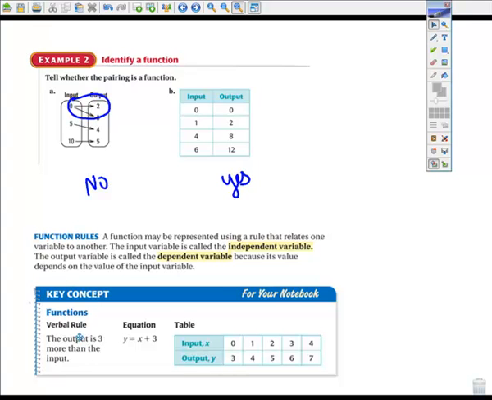So here's another example. We have the verbal rule that says the output is 3 more than the input. Then we can relate it as an equation. Y, the output, equals x plus 3, 3 more than the input. And then here we have a table. We are just picking values for our input because they're independent. So we chose 0, 1, 2, 3, and 4. And then the output is 3 more. So 0 plus 3 is 3, 1 plus 3 is 4, etc.